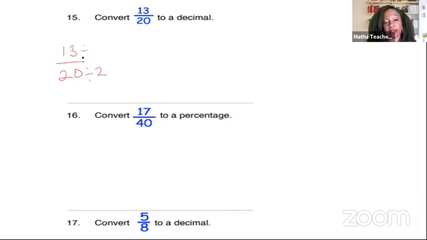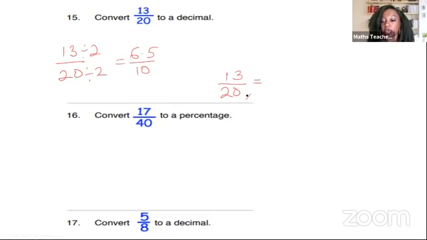And I divide this by 2, can't I? Because whatever you do to the bottom, you've got to do to the top. So this becomes 6.5 over 10. Or for people who are not very used to that method, you could tell them to just change the 20 into another power of 10, like 100, if that's simpler for them to work with, okay?